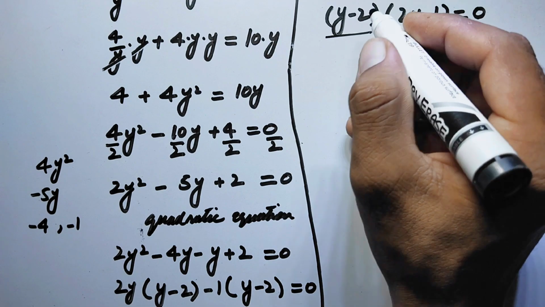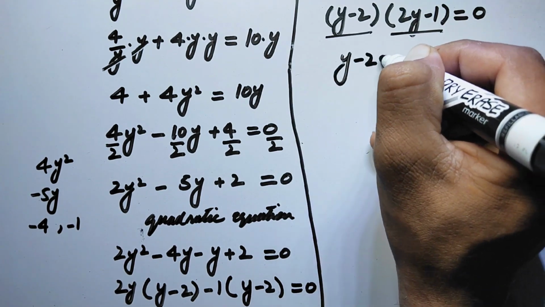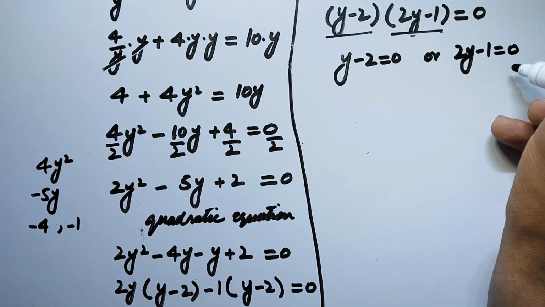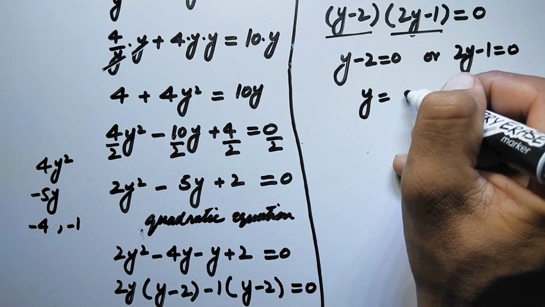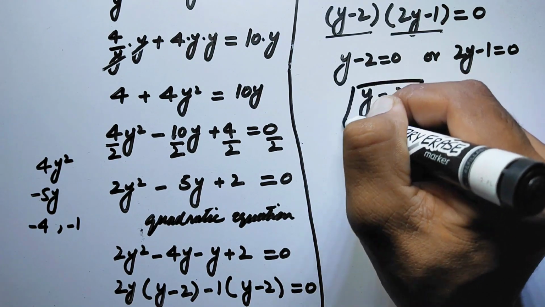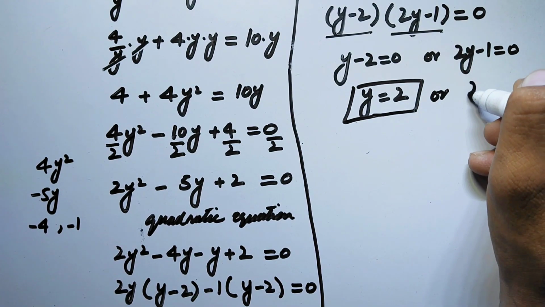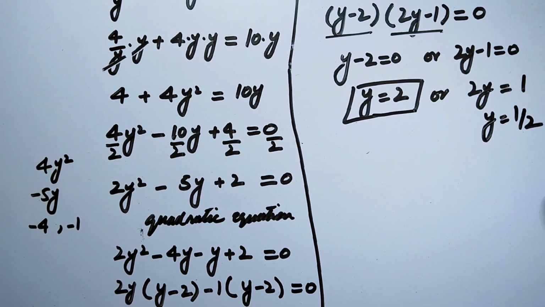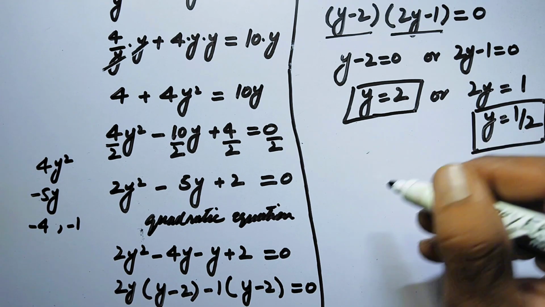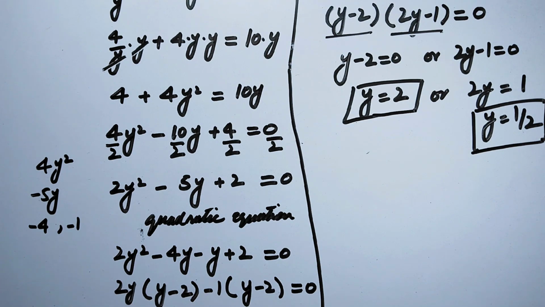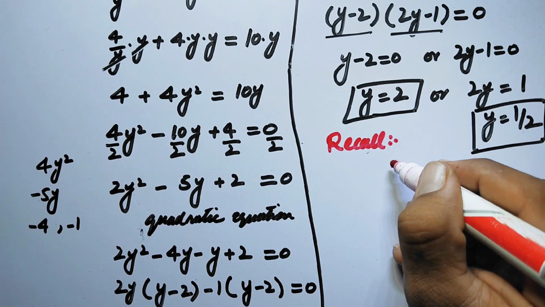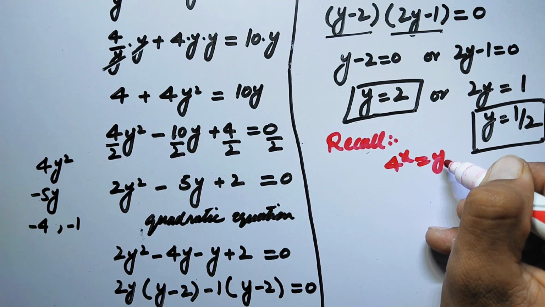Now we can see that there are two factors that are equal to 0. So there will be two solutions: y minus 2 equal to 0 or 2y minus 1 equal to 0. So y will be equal to positive 2, or 2y is equal to positive 1, or y is equal to 1 over 2. Those are the values of y. So now we will recall that we have assumed 4 to power x is equal to y.